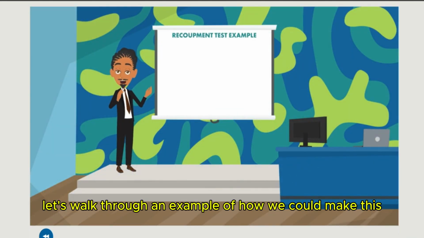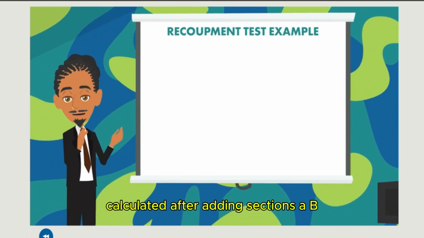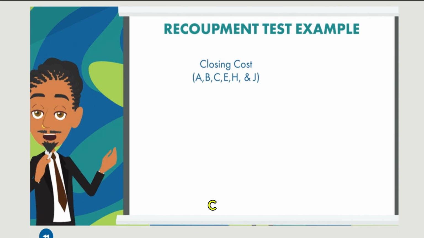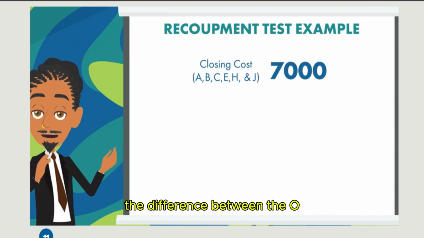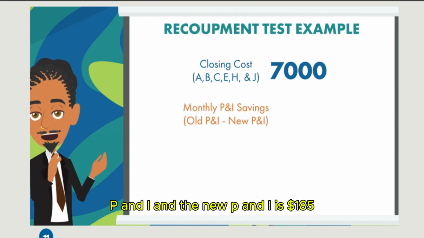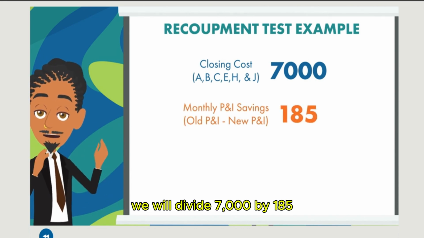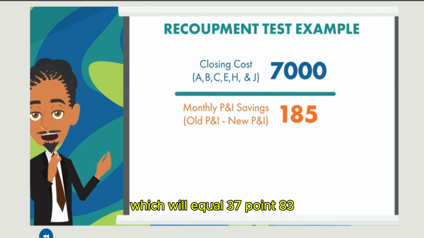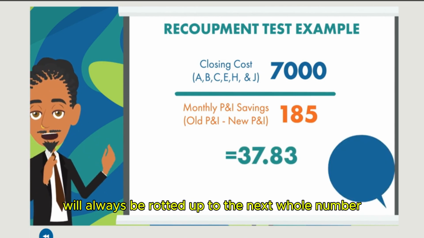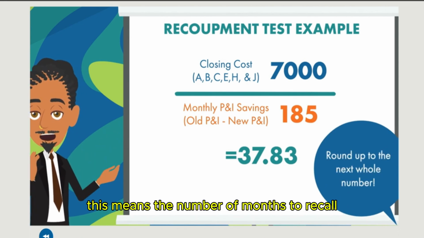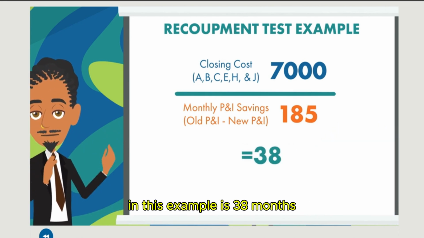Let's walk through an example of how recoupment is calculated. After adding sections A, B, C, E, H, and J, we get a total of $7,000 for closing costs. The difference between the old P&I and the new P&I is $185. We will divide 7,000 by 185, which will equal 37.83. In recoupment test, the number of months to recoup will always be rounded up to the next whole number. This means the number of months to recoup in this example is 38 months, so the test is failing by 2 months.